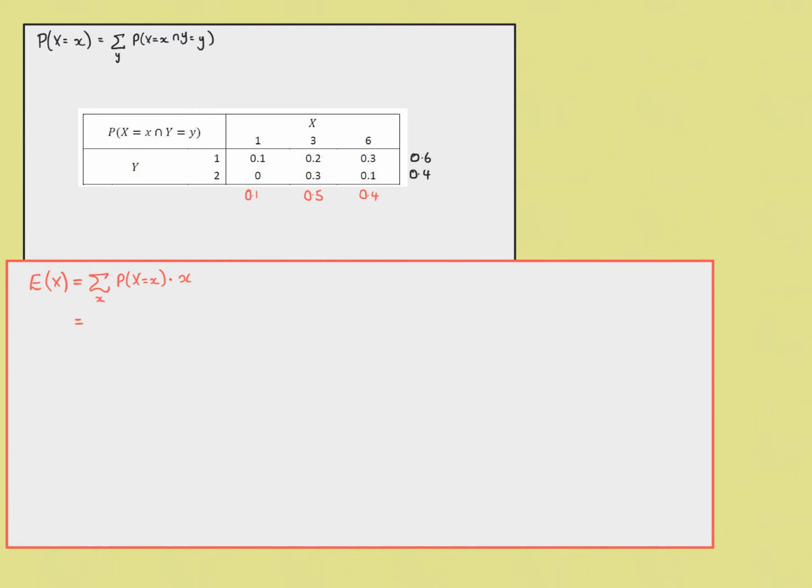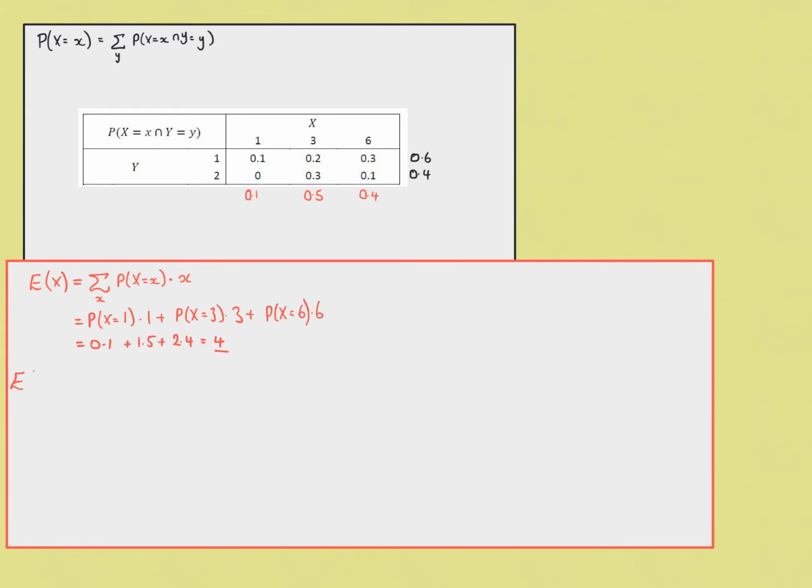So explicitly, this is the probability that x is equal to 1 times by 1 plus the probability that x is equal to 3 times by 3 plus the probability that x is equal to 6 times by 6, which is equal to 0.1 times 1, which is 0.1, plus 0.5 times 3, which is 1.5, plus 0.4 times by 6, which is 2.4, which gives us an expected value equal to 4.